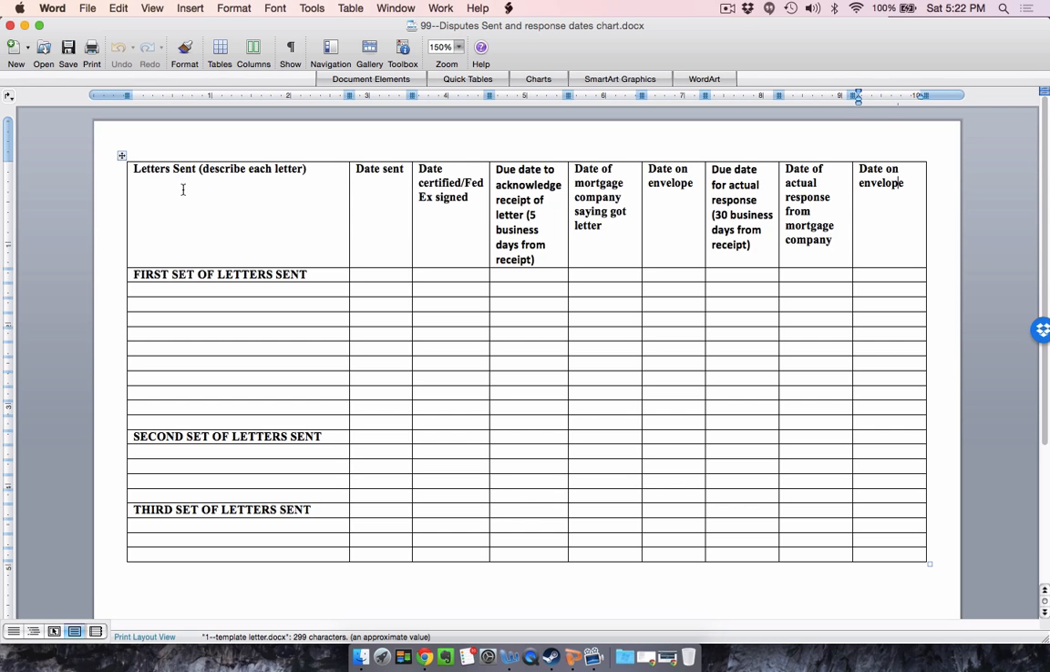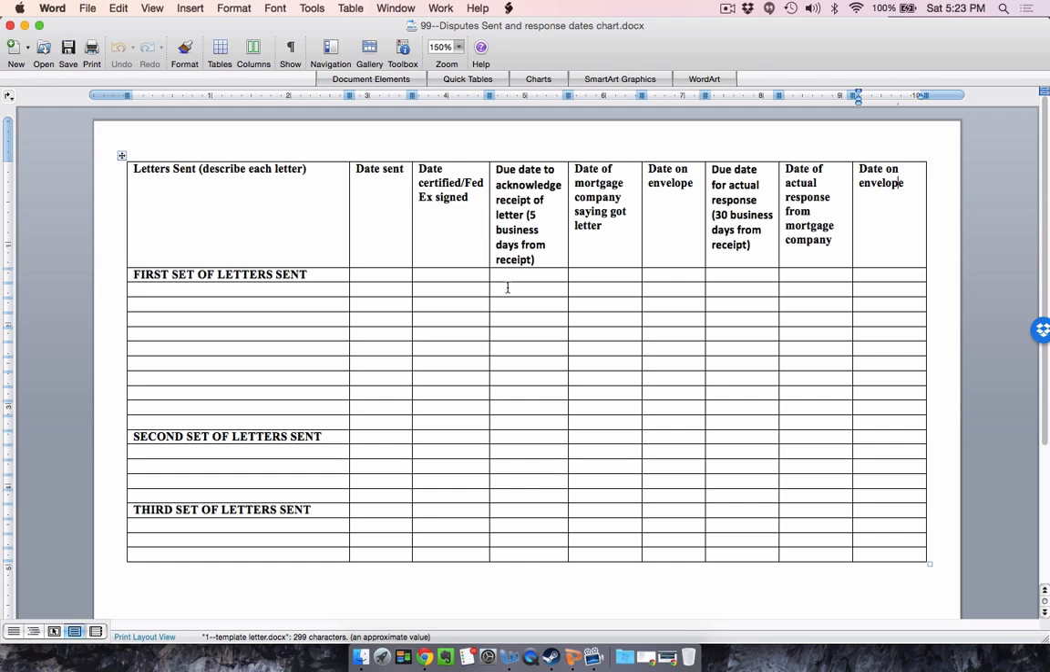So here in this first column, we say, what's the letter sent? So you come over here and say, ask for a complete servicing file. Just some little description so that you know. Here's the date I sent it. Here's the date they signed for it or it was delivered.